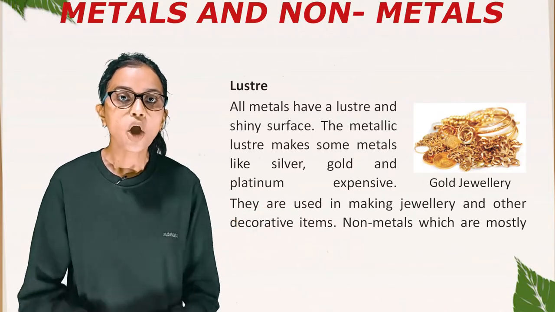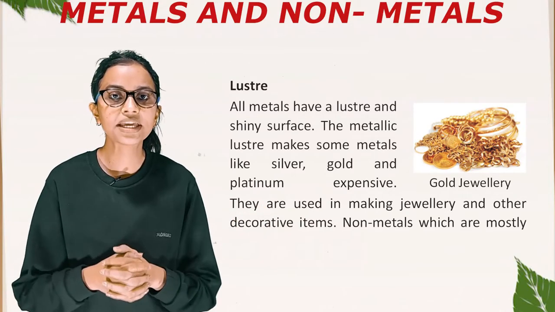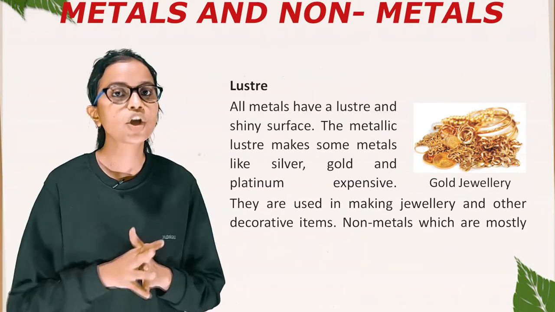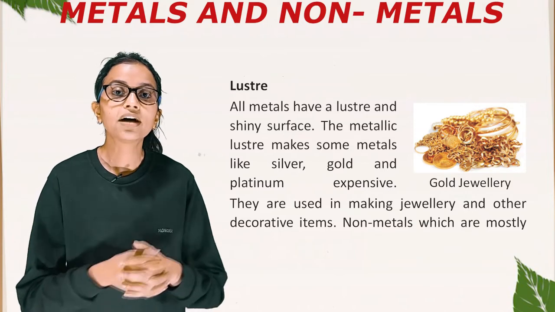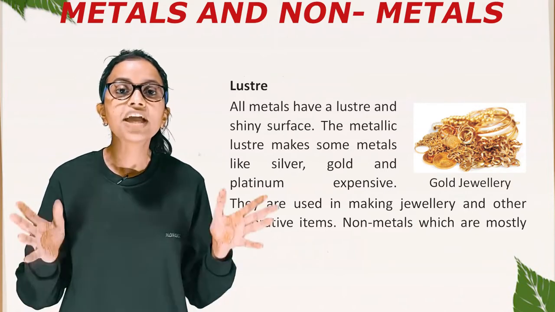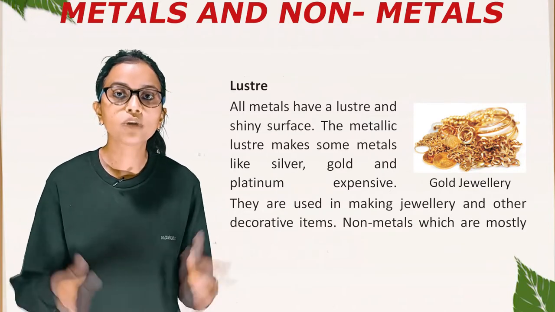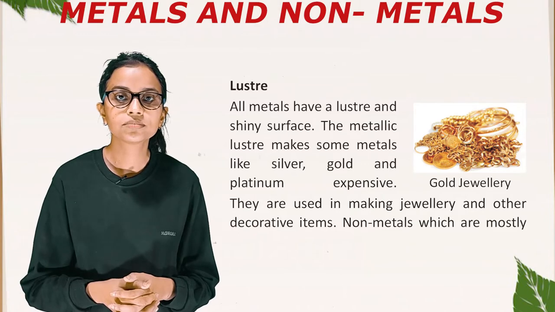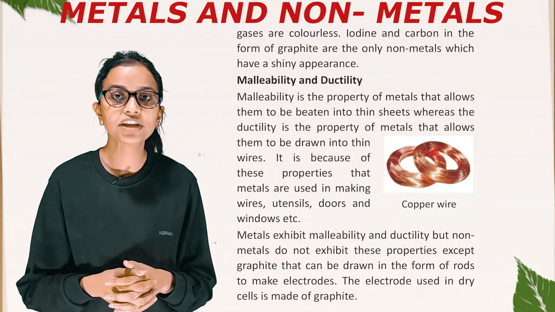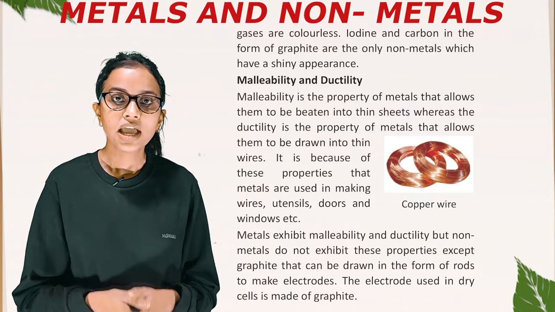Luster. All metals have a luster and shiny surface. The metallic luster makes some metals like silver, gold and platinum expensive. They are used in making jewelry and other decorative items. Non-metals, which are mostly gases, are colorless. Iodine and carbon in the form of graphite are the only non-metals which have a shiny appearance.